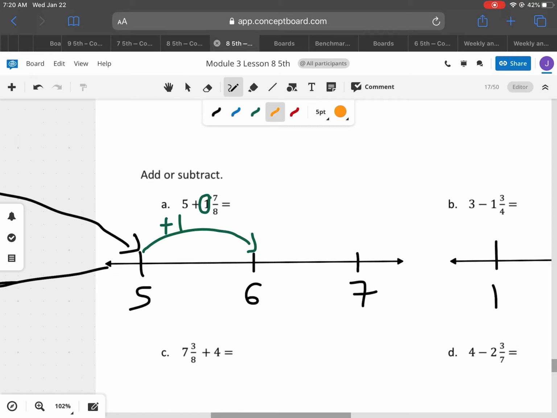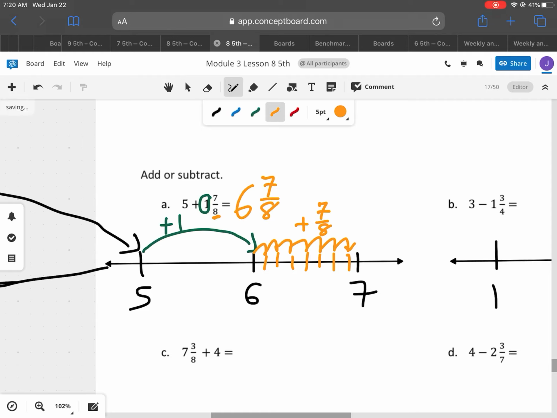And then we are going to cut this between the 6 and the 7 into 8s. So there's halves. Here's fourths, and here's eighths. Okay, and now we're going to add the 7/8. So it's 1, 2, 3, 4, 5, 6, 7, plus 7/8. So that gives us 6 and 7/8.